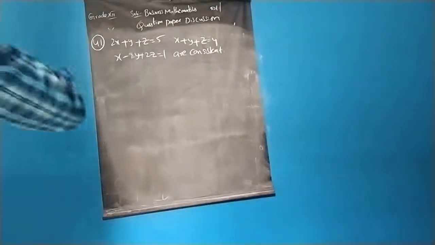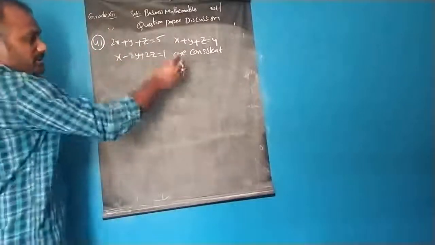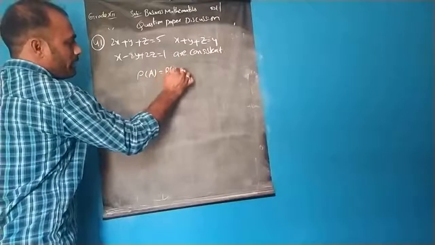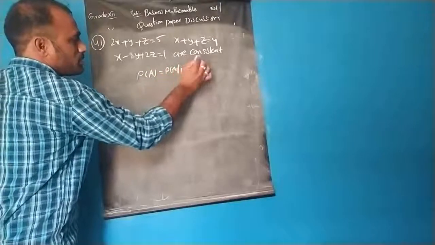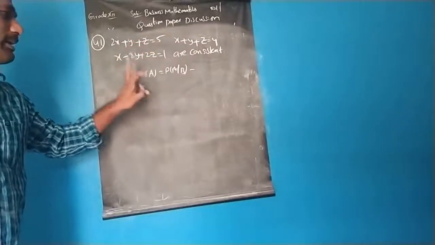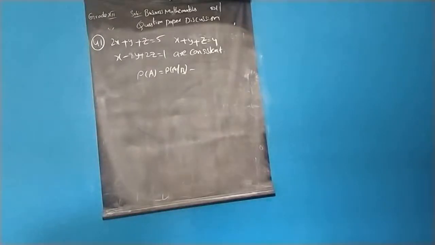So next question, 41st. Given three equations, they are consistent. When can we say they are consistent? When the rank of the A matrix is equal to the rank of the augmented matrix, which is equal to the number of unknowns. The number of unknowns is 3 now, so definitely we have to get the rank of the matrix as 3, and the rank of the augmented matrix is also 3. So let us see.